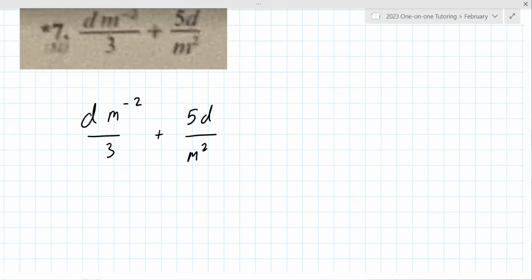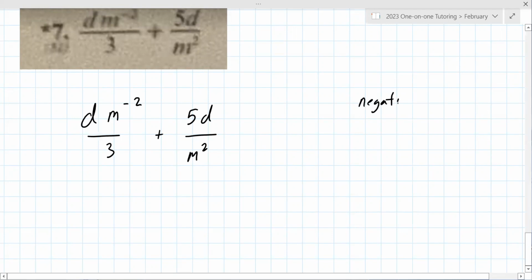Okay. Negative exponents. What do you remember about negative exponents? You've got to move it down so it becomes positive, so switch it. This one on the left becomes 3m squared, like you just said.